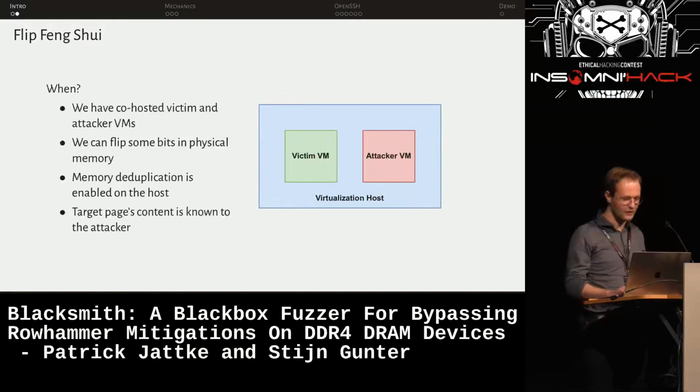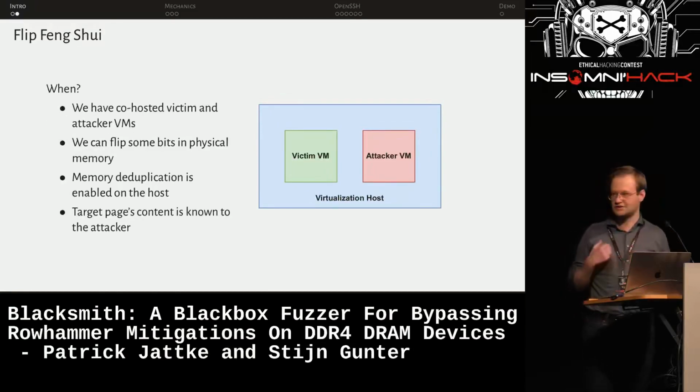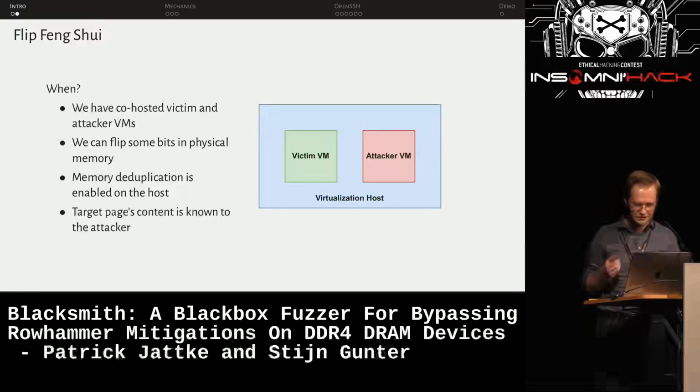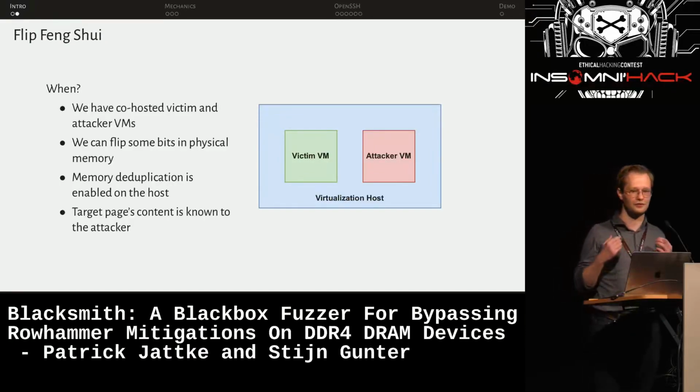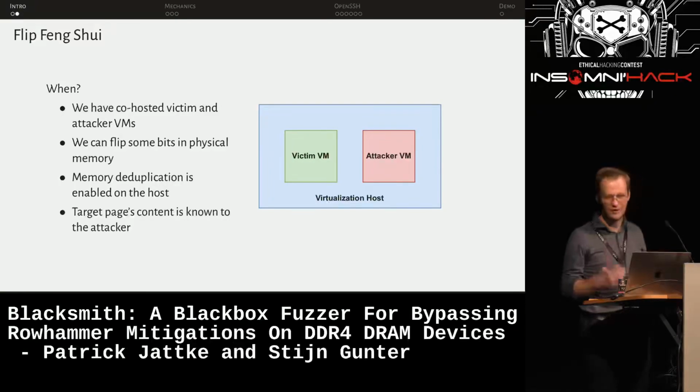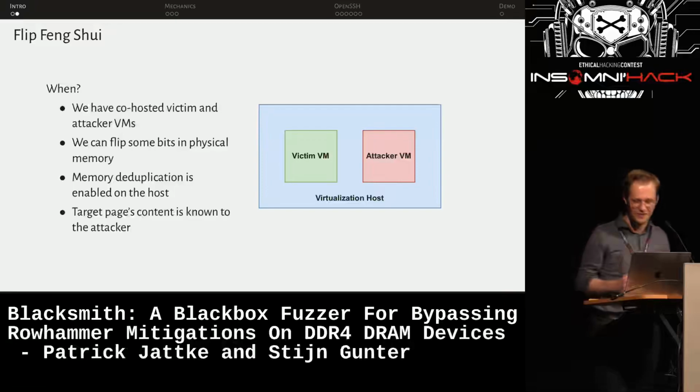Okay. When can we do this? So what are the assumptions we have to make on the system? Well, first, of course, we require that we have a victim and attacker VM that are co-hosted. We also have to have the ability to flip bits in physical memory, right? So it has to be a DRAM device that is vulnerable to Rowhammer. Well, happily, Blacksmith has shown that there are lots of such devices.